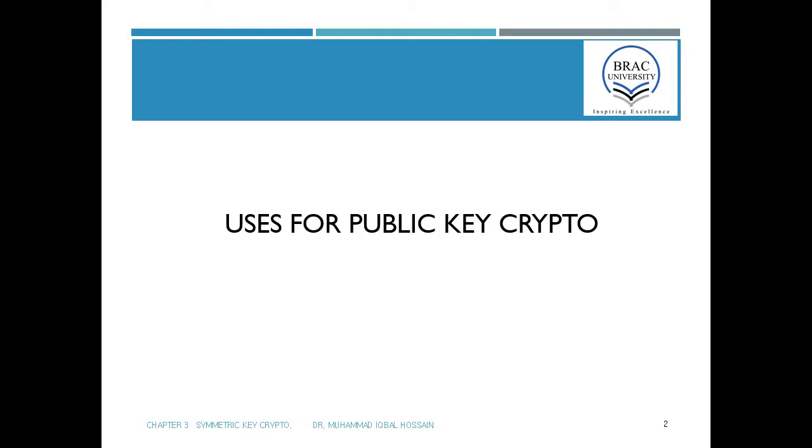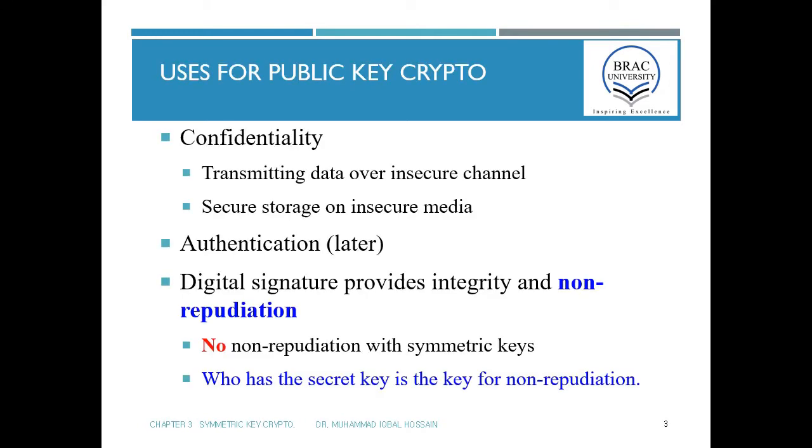Today we are going to talk about the uses of public key crypto. Mainly, a public key crypto system is used for confidentiality and integrity. Remember one thing, confidentiality comes from the encryption part. If we encrypt some message, that means the message became confidential. And integrity means it shouldn't be modifiable.